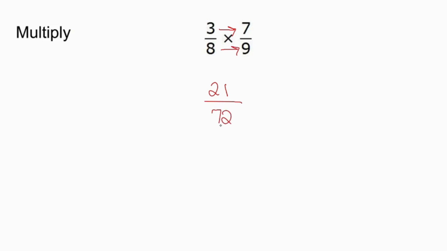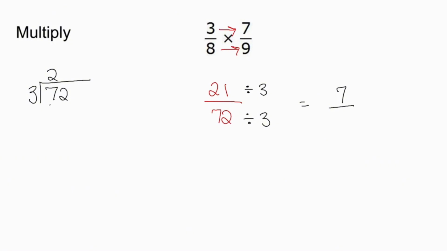Now look at these numbers. I know that both of these numbers are divisible by 3. So I'm going to divide the numerator and the denominator by 3 in order to simplify this fraction. 21 divided by 3 is 7. 72 divided by 3, well, if you're not sure, there's nothing wrong with going off to the side and figuring that out. So 3 goes into 72 2 times.